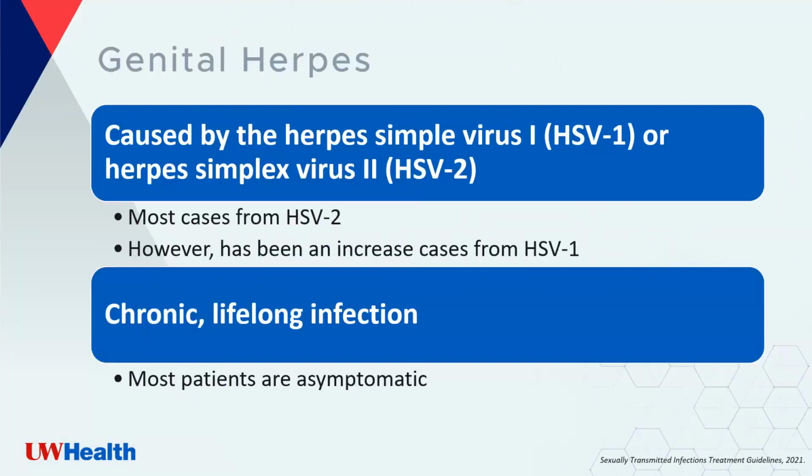Genital herpes. So genital herpes is caused by the herpes simplex virus, and it's caused by HSV1 or HSV2. Most cases are caused by HSV2. However, there has been increasing data showing that HSV1 has been causing an increased number of cases of genital herpes, and about 70% of the population is HSV1 positive. HSV1 is less severe, and there's less shedding that occurs for the herpes virus, and typically has less than 4 recurrences in a patient's lifetime.